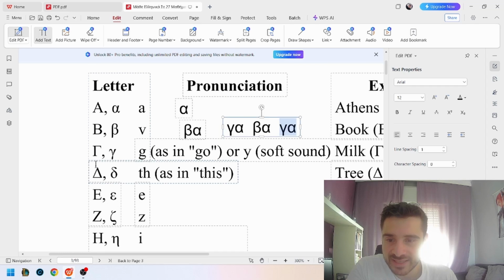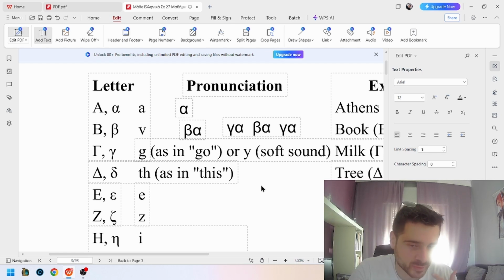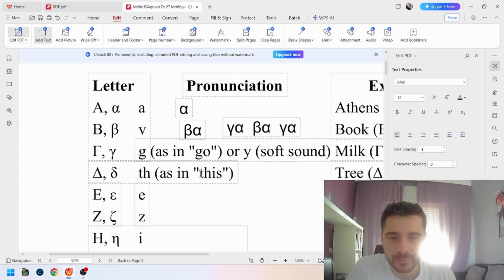Then we move to this letter, uppercase, lowercase. This letter is called delta and it gives us the sound th. Try to bite your tongue when you say it. Th. Like you say the word this in English, or the article the. So here we have the syllable the. Okay, so the.